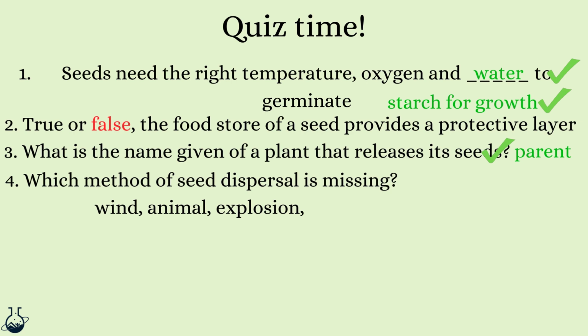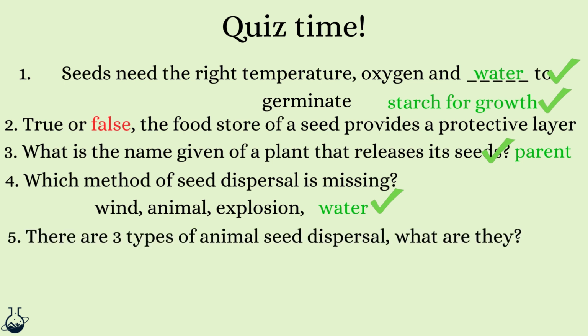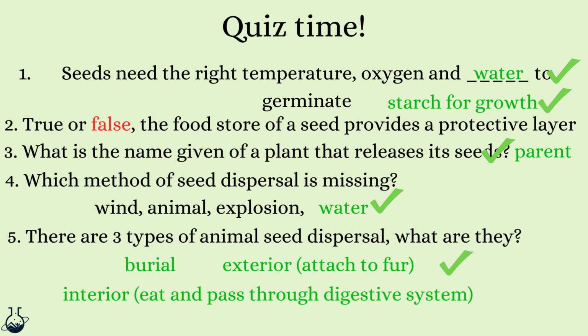Question 4. Which method of seed dispersal is missing? Wind, animal, explosion, and water. And final question number 5. There are 3 types of animal seed dispersal. What are they? You've got burial, exterior, so attaching themselves, or interior, such as getting eaten and passed through the digestive system. Nice work, everyone.